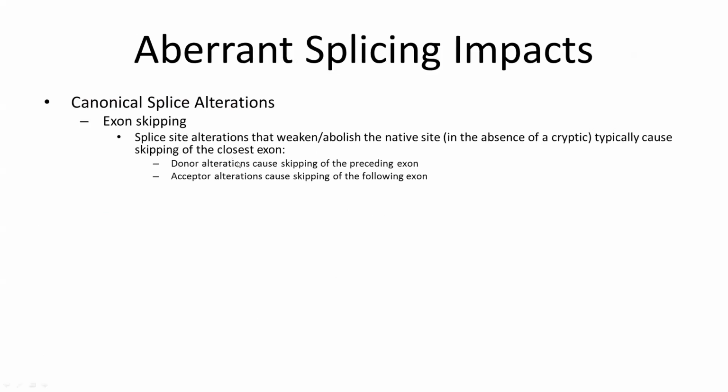And so donor alterations will cause the skipping of the preceding exon, the exon right before it, and acceptor alterations will typically cause skipping of the following exon. Now, I think there's a lot more instances where the donor alteration causes non-splicing of the following intron, and it's undetectable in RT-PCR and so on because the unspliced product is so big that you don't see it.